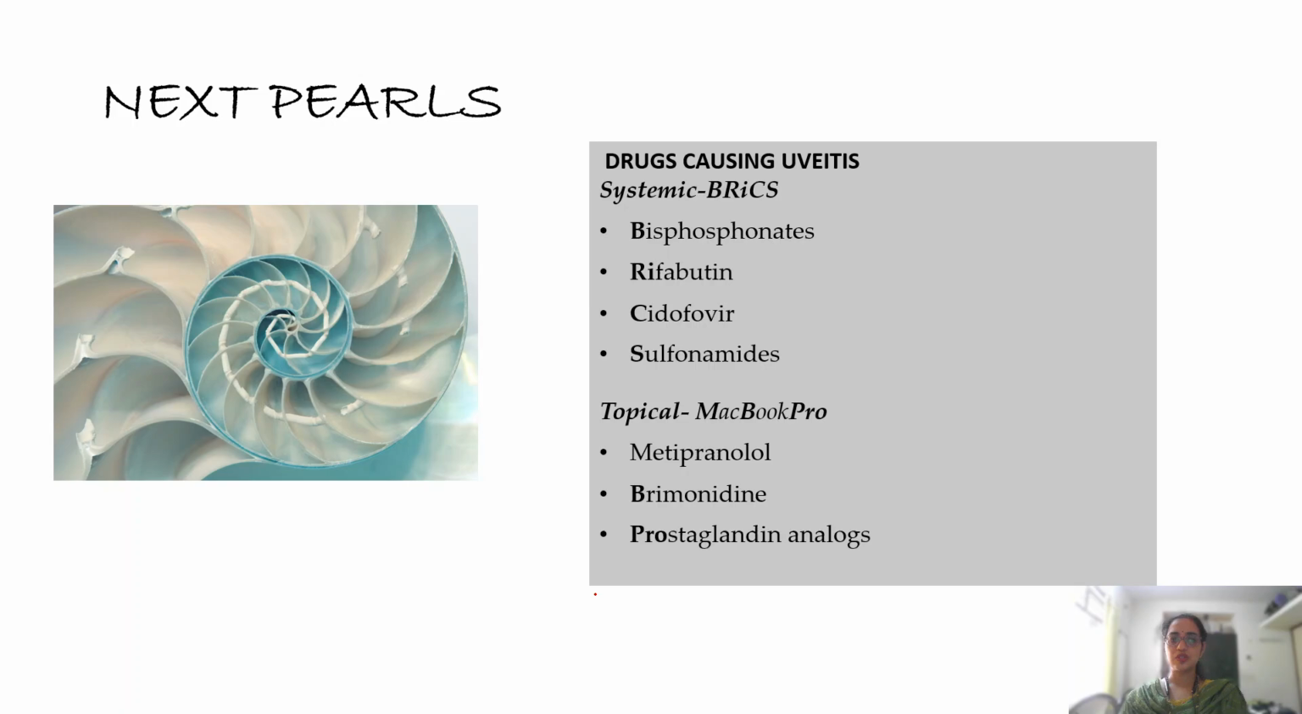There are some drugs also that cause anterior uveitis. The systemic drugs associated with anterior uveitis, let us remember as BRICS: bisphosphonates, rifabutin, cidofovir, and sulfonamides. There are some topical drugs that are associated with uveitis: metipranolol, brimonidine, and prostaglandin analogs. Out of these, two are anti-glaucoma medications which are known to cause uveitis.